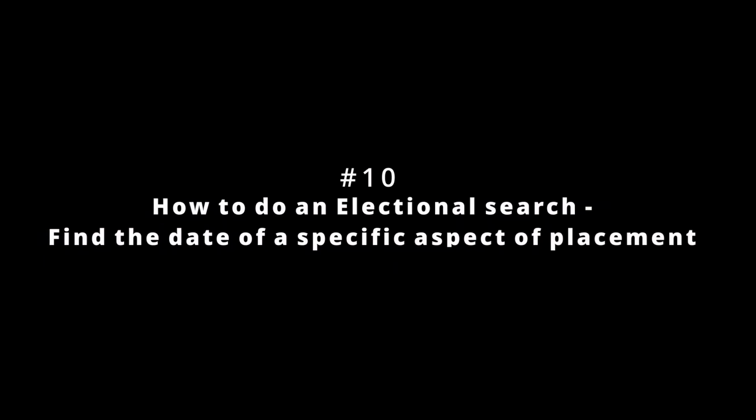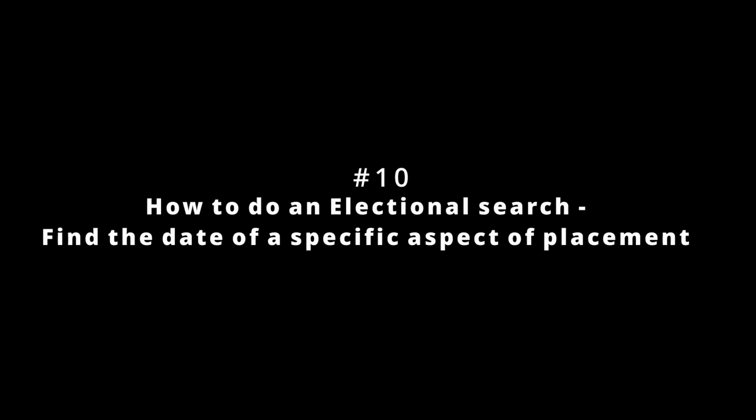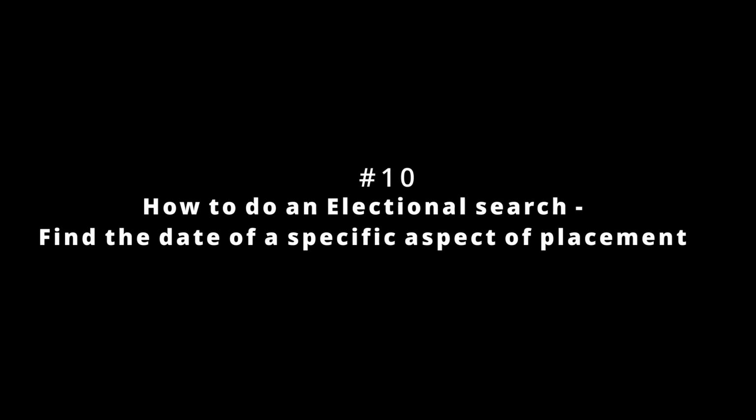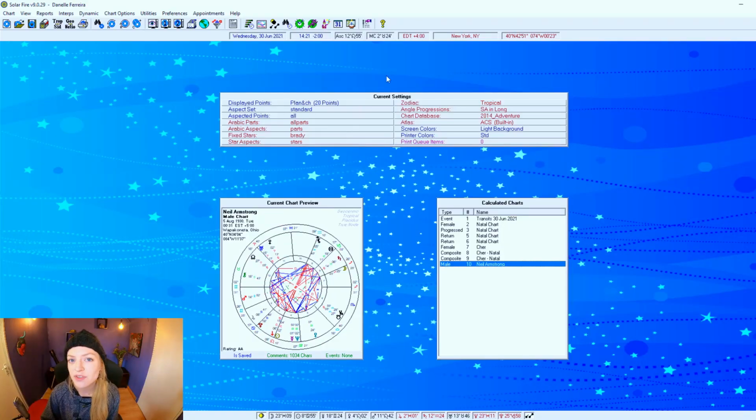If you want to do an electional search, which is basically when you want to figure out which dates a particular planet will be in a particular sign. In order to do an electional search, you click on this button here that says Search for Time using Astrological Criteria.